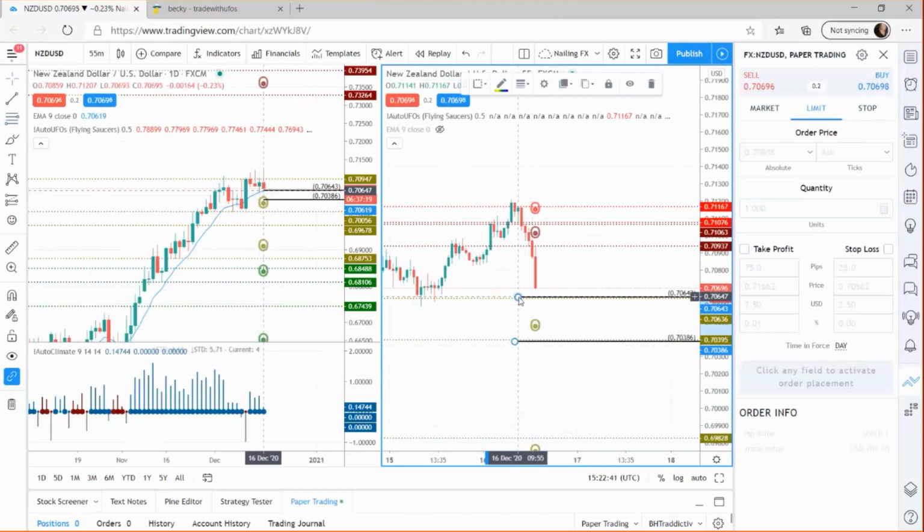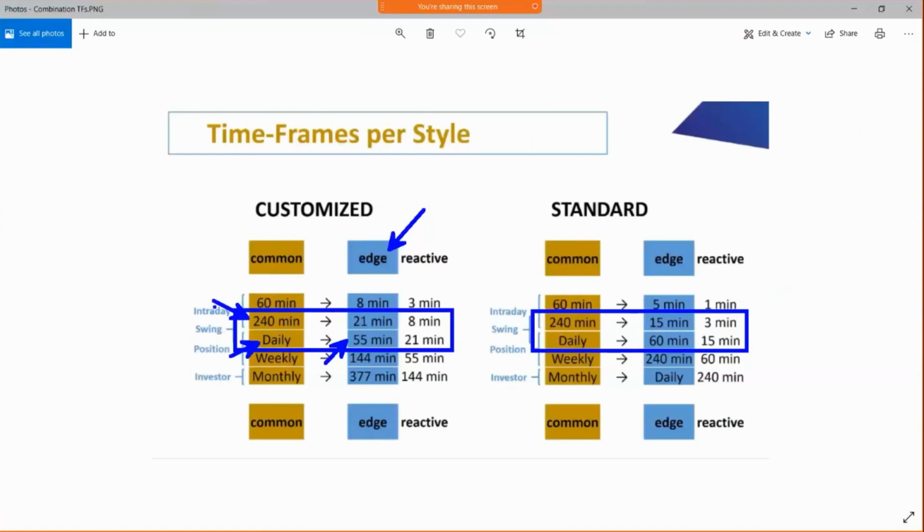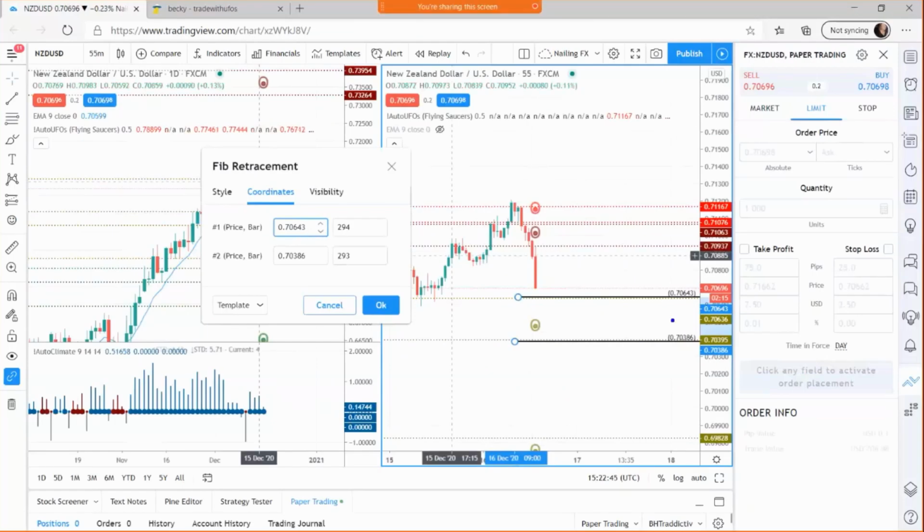So if I double click on that, I can see the coordinates up here, and I'm going to use the top value of that UFO there to give me my entry value. So I'm just going to round that up a couple of pips because it's a buy order. So I'm going to say that we're going to have 0.7065. That's going to be the entry.